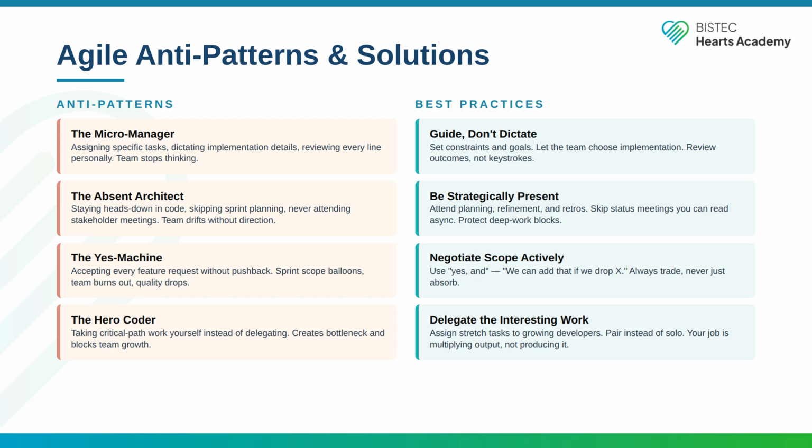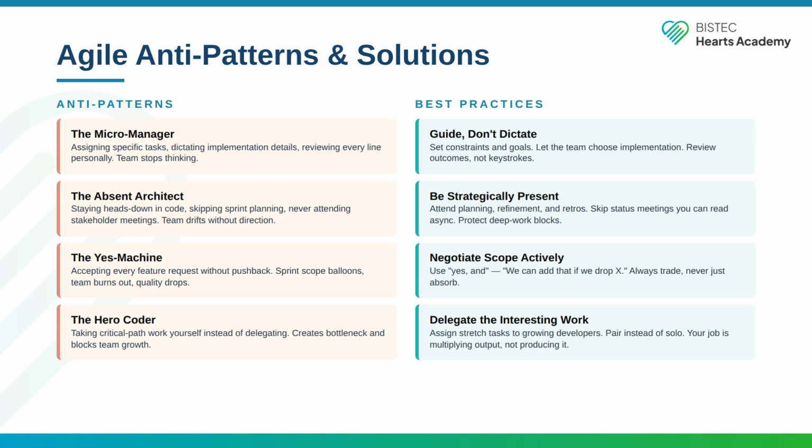The yes machine accepts every feature request from the product owner without pushback. Sprint scope balloons, the team burns out, quality drops. The fix is yes, and negotiation. We can add that feature if we drop this one. Always trade, never just absorb.